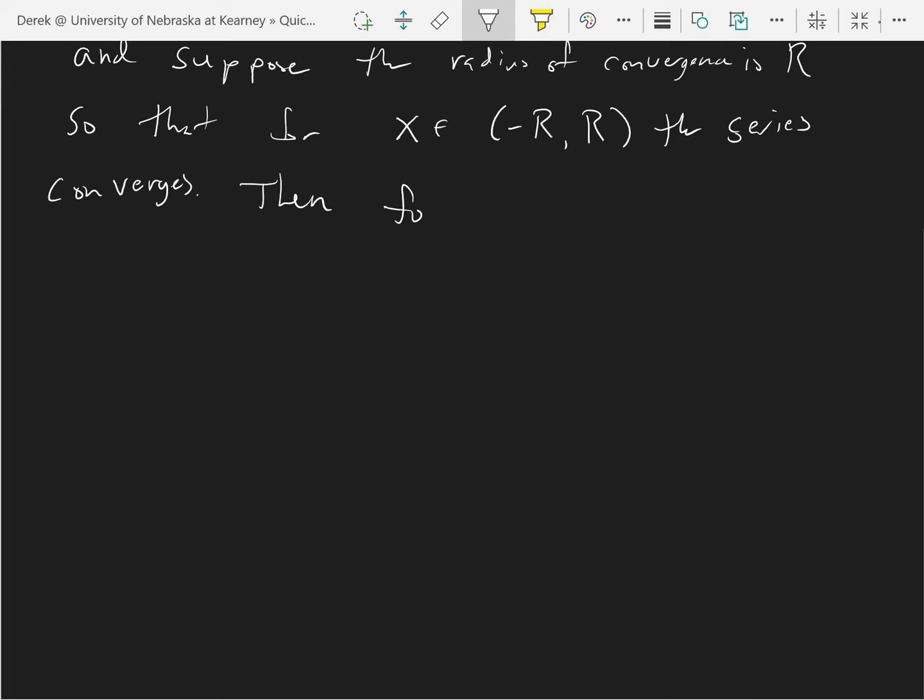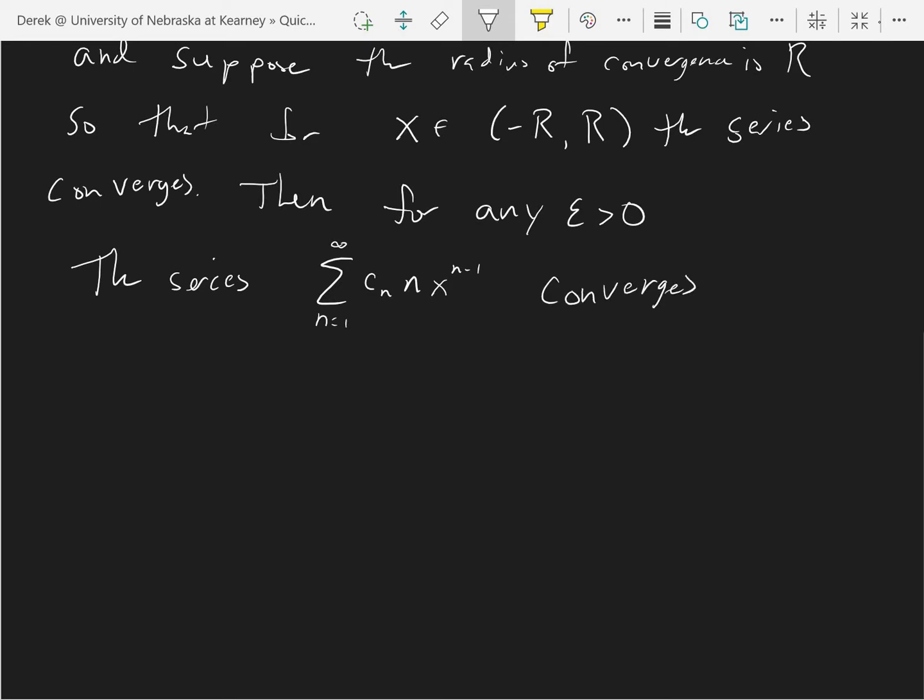Then for any epsilon bigger than 0, the series sum of c sub n times n x to the n minus 1 from n equals 1 to infinity converges uniformly on negative r plus epsilon, so a little bit to the right of negative r, to r minus epsilon, a little bit to the left of r. So that's a slightly smaller interval than the open interval here, but it's closed, and I've got uniform convergence on that closed interval.